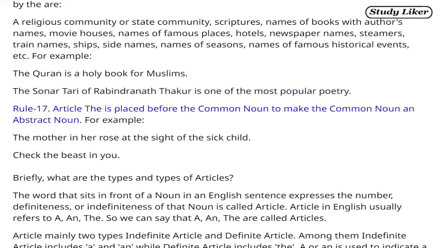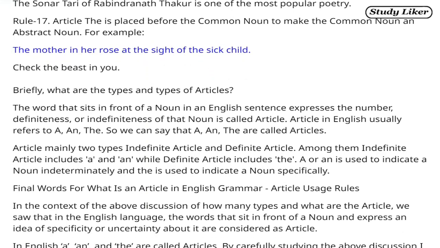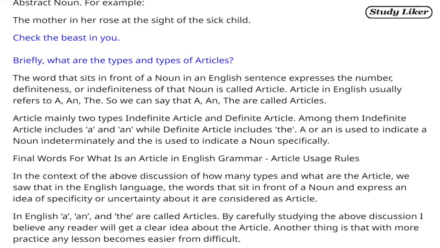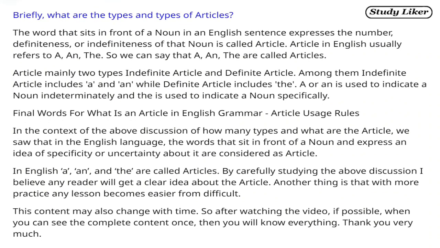Rule 17. The article the is placed before the common noun to make the common noun an abstract noun. For example, the mother in her rose at the side of the sick child. Check the beast in you. Briefly, what are the types of articles? The word that sits in front of a noun in an English sentence and expresses the number, definiteness, or indefiniteness of that noun is called an article. Article in English usually refers to a, an, the. So we can say that a, an, the are called articles.